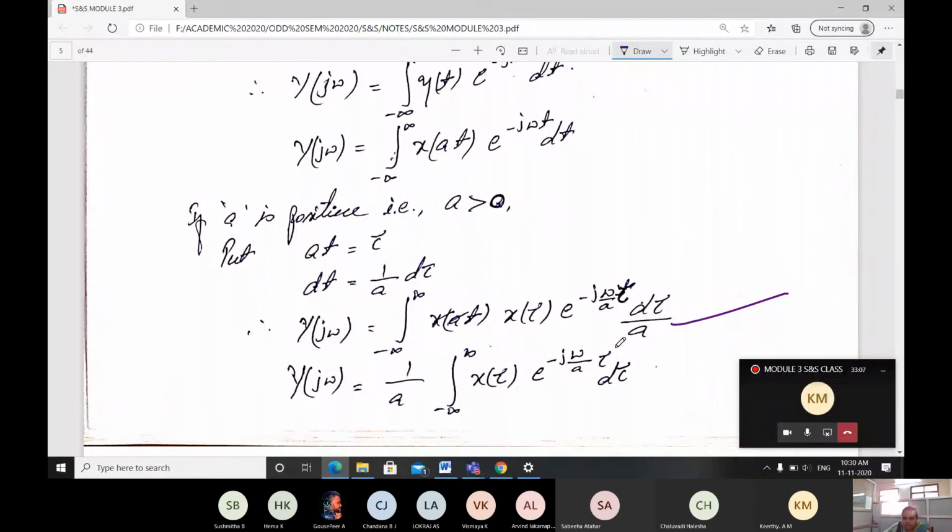Next, 1 by a is a constant value, so I wrote here 1 by a integration from minus infinity to plus infinity x of tau e raised to minus j omega by a into tau d tau. The remaining I wrote as it is.